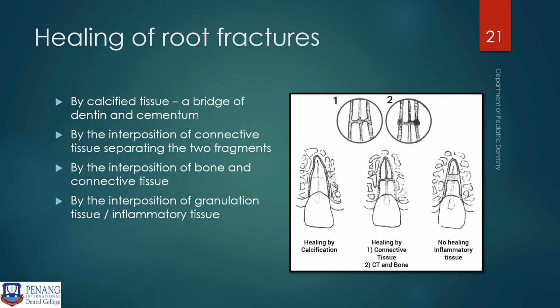That would be the best. Okay, but seldom happens. You can have healing with the interposition of a connective tissue separating the 2 fragments. So the 2 fragments are separated by the connective tissue, and the coronal portion of the fracture will always have a slight mobility which is asymptomatic. Or you can have interposition of bone and connective tissue.